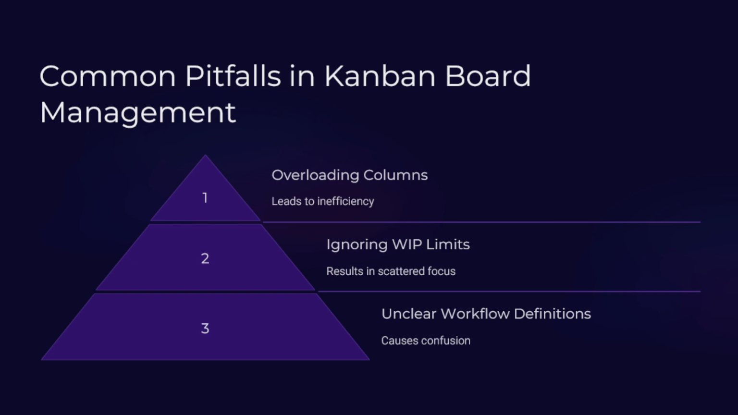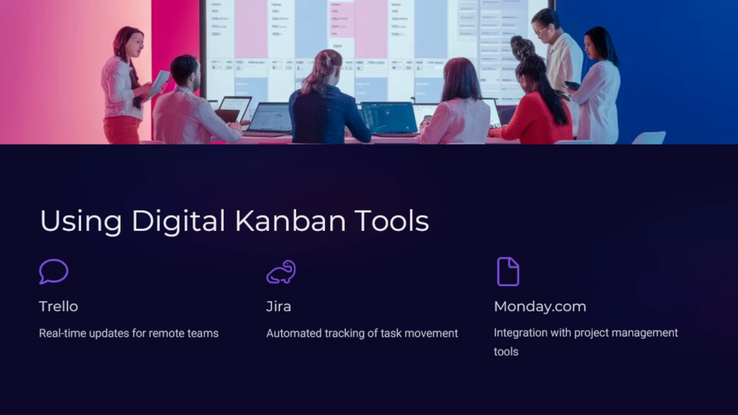As I mentioned, Kanban isn't just a system, it's a visual tool. But there are also digital Kanban tools. Teams who use tools and platforms like Jira or Trello can manage the Kanban boards in a more digital way. The advantages of using these digital tools are real-time updates for remote teams who cannot sit in one place, and also automated tracking of task movement, and sometimes integration with project management tools.